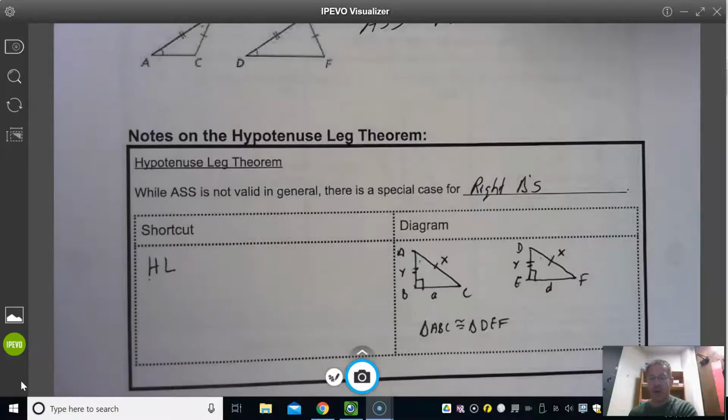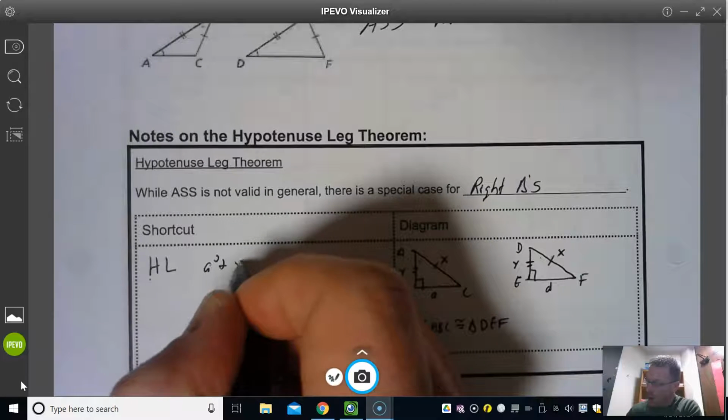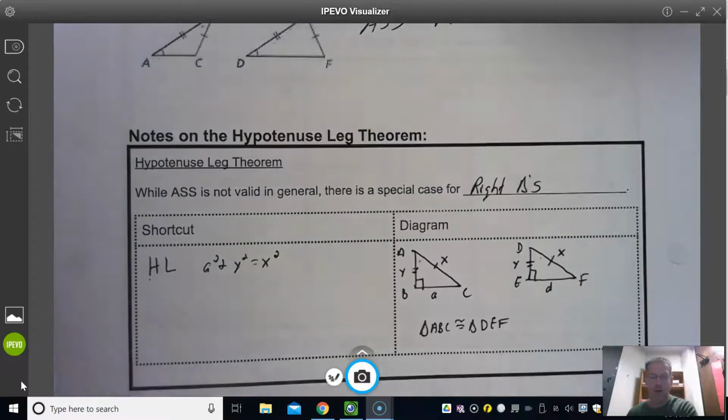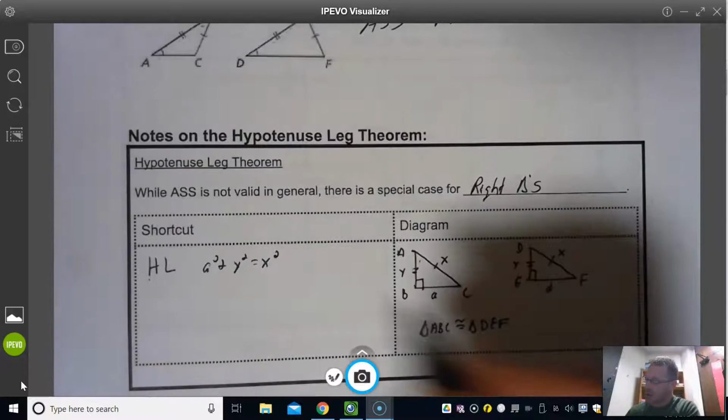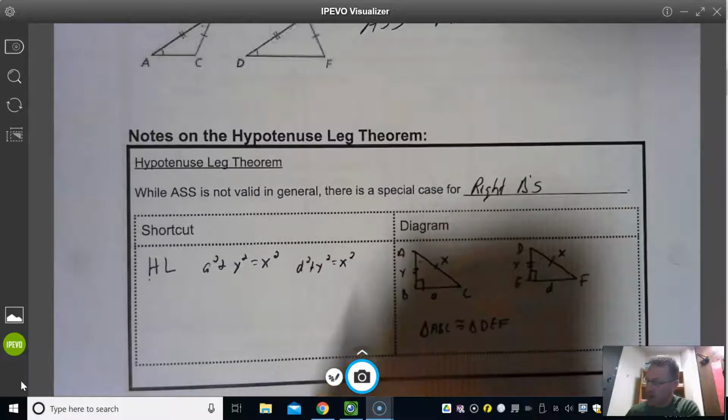Now, if we think about the Pythagorean theorem, then what that says is that A squared plus Y squared has to equal X squared in the first triangle. And in the second triangle, that means that D squared plus Y squared has to equal X squared.